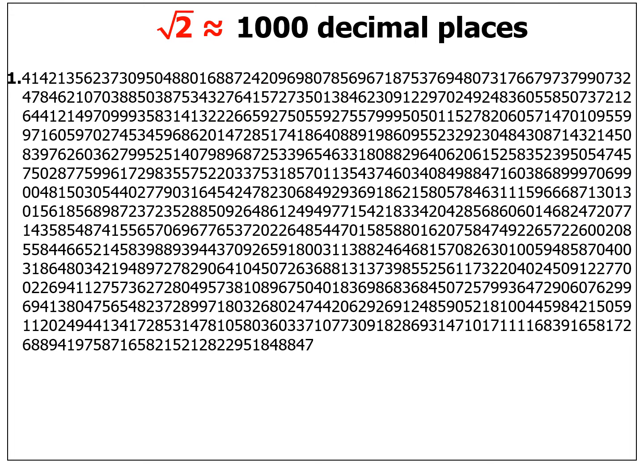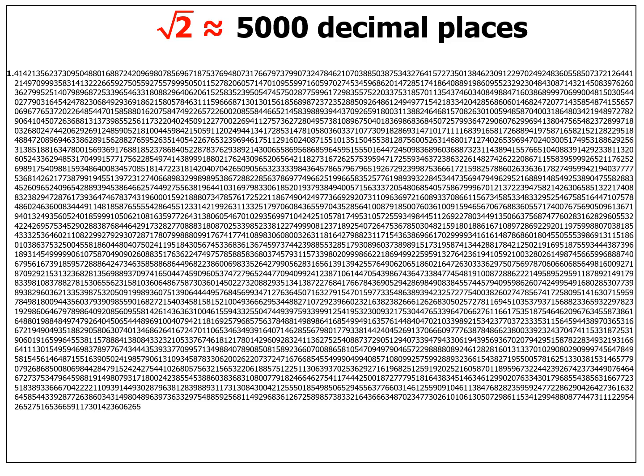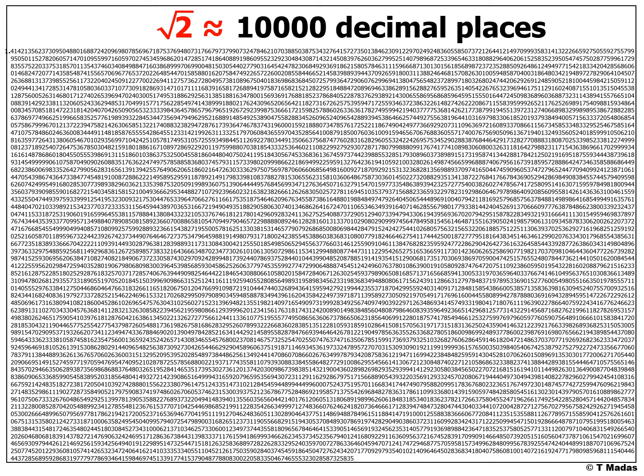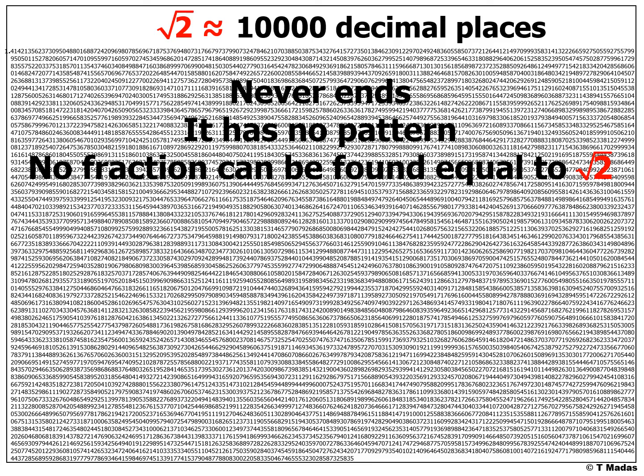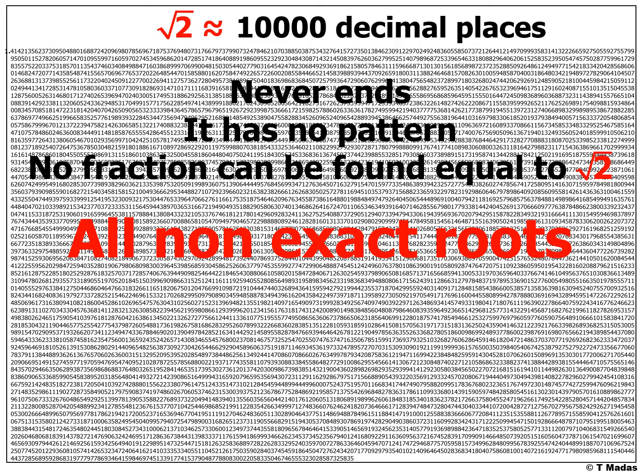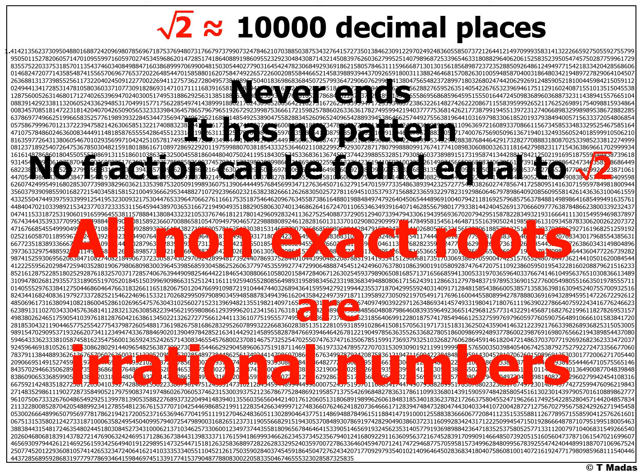Now taking a look at the square root of 2 in approximately 1000 decimal places, as we can see, there's no pattern. Taking a look at 5000 decimal places, still no pattern. And at 10,000 decimal places, still no pattern. It never ends. It has no pattern. No fraction can be found equal to square root of 2. So all non-exact roots are irrational numbers. Therefore, square root of 2 is an irrational number.